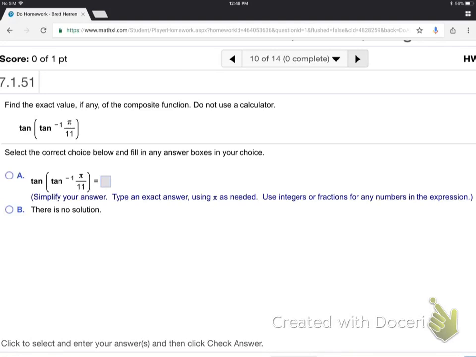So ask yourself, is that an answer? Pi over 11. Is that an answer or is that an angle? Let that lead you to what you need to do or don't need to do.